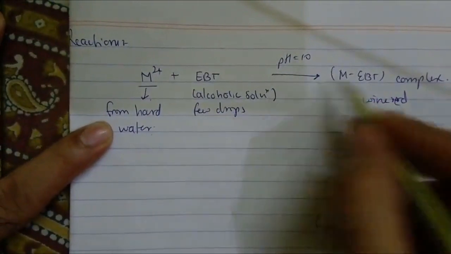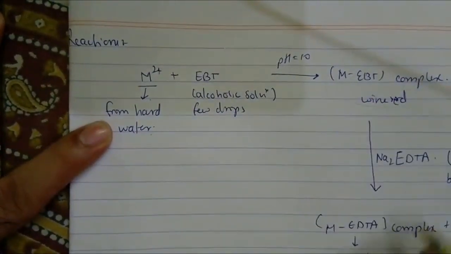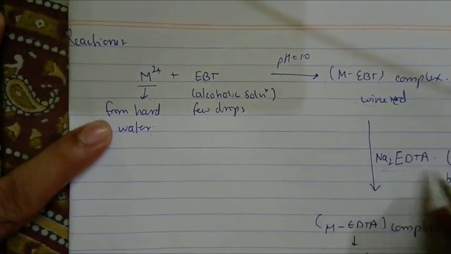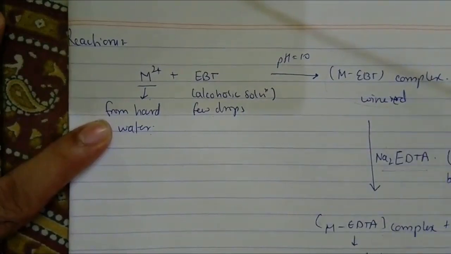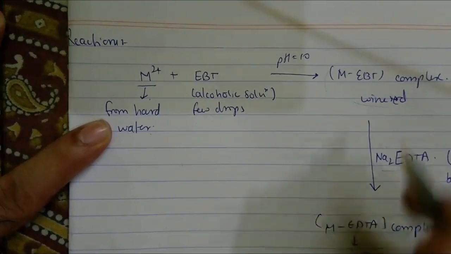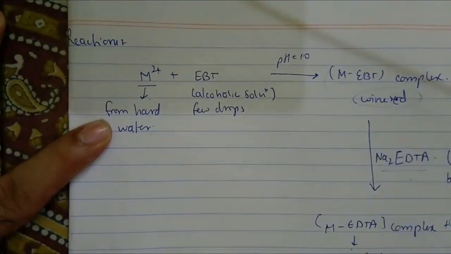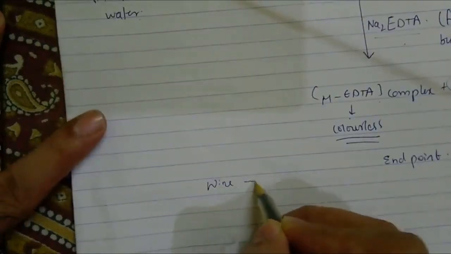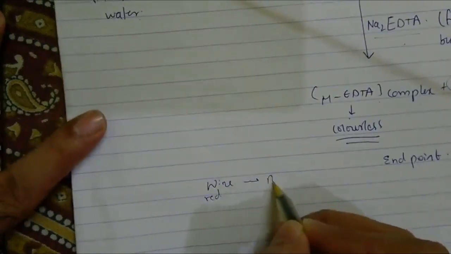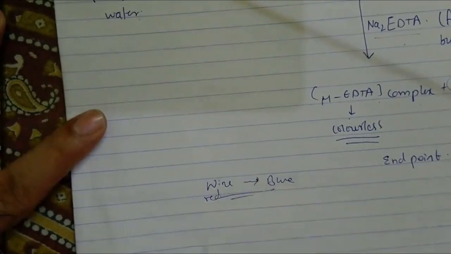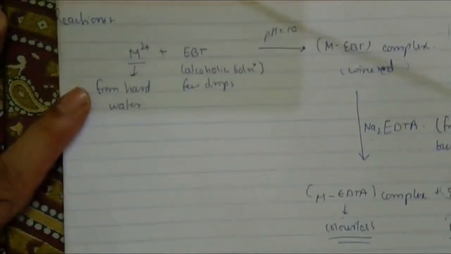Few drops of this at pH 10 form a wine red color complex. Now this wine red complex is titrated with disodium EDTA from the burette, and as soon as all the metal gets complexed with EDTA, the color becomes blue. Initially this complex was wine red, now it is blue. Now this is the indicator. That means our endpoint is from wine red to blue. Okay, this is our endpoint. This titration is done. Is that clear?